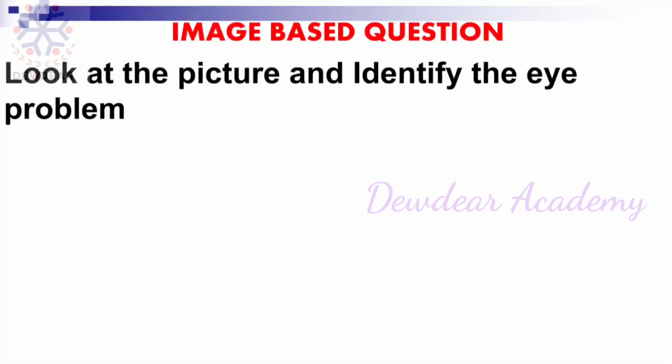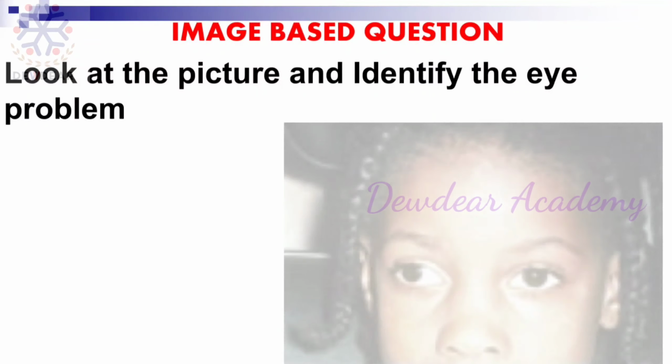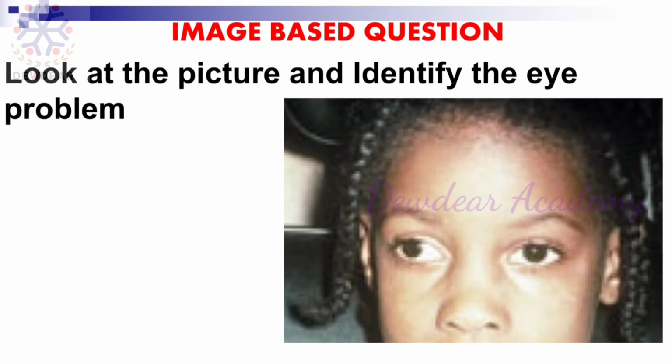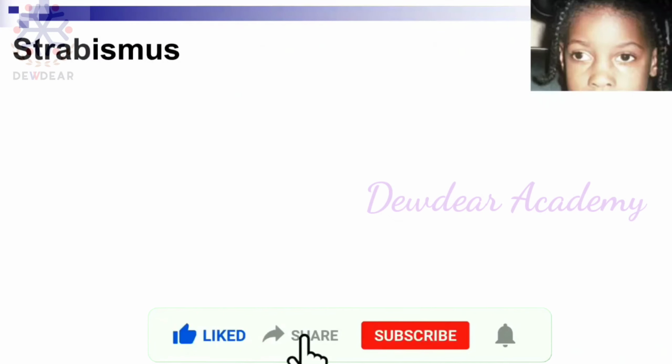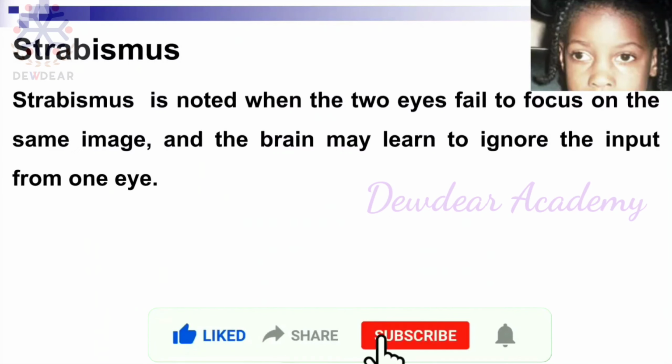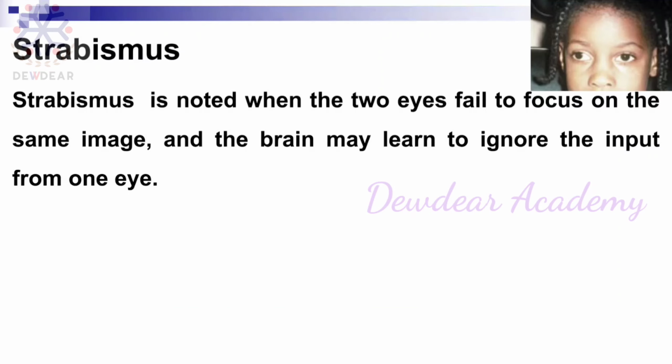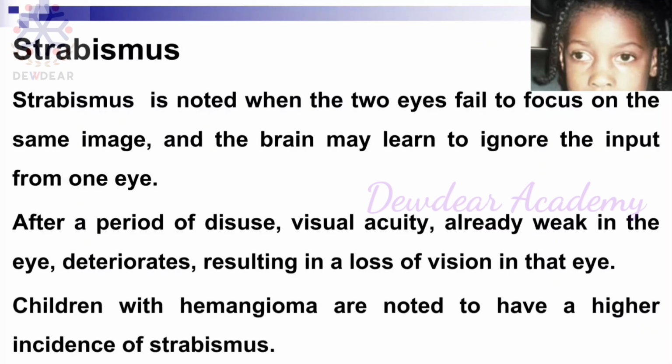Next question. Look at the picture and identify the eye problem. So this is strabismus. Strabismus is noted when the two eyes fail to focus on the same image and the brain may learn to ignore the input from one eye. After a period of disuse, visual acuity already weak in the eye deteriorates, resulting in a loss of vision in that eye, and children with hemangioma are noted to have a higher incidence of strabismus.